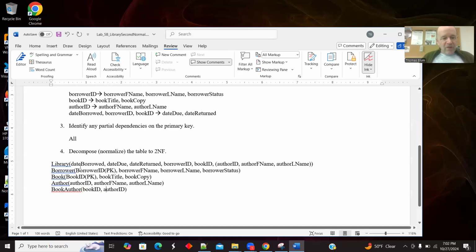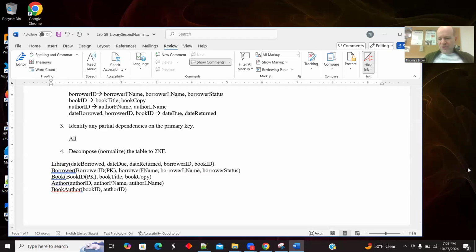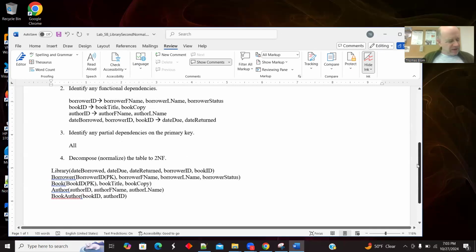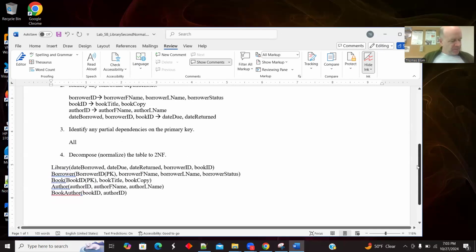And so that information, all the author information, if I know the library, I'll want to know the book that they've taken out. Then knowing the book, I'll go to the book author and relate it to the author. So that is pulling all that out. And so I pulled the author stuff out but put back in the relationship.